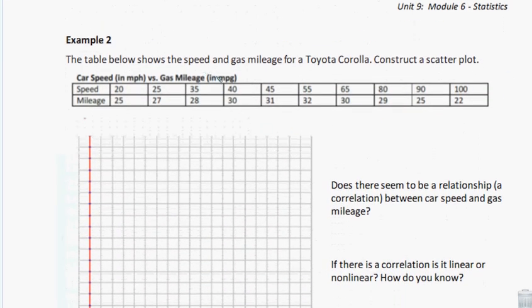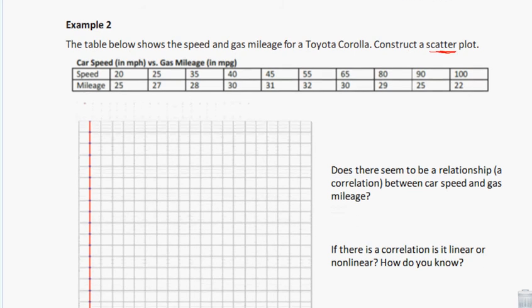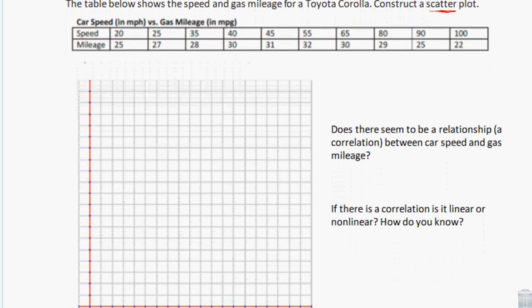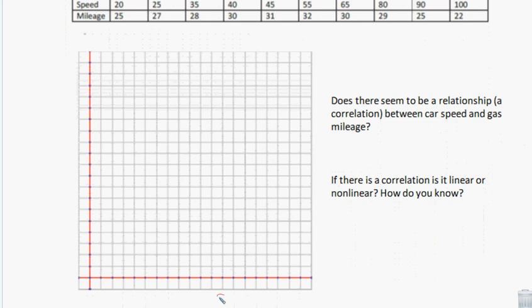So now we're going to look at another 2 sets of data. We're going to compare the car speed to the gas mileage. And we're going to construct a scatter plot. I want to put the speed along the x-axis, if you could write speed. I'm going to put an arrow here too. And I want to put mileage along the y-axis.